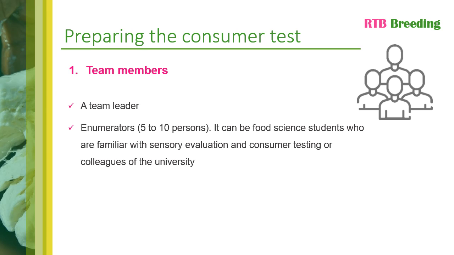You will then need a number of enumerators, 5 to 10 people, who may be students or colleagues, and who may also include the team leader. These people are really very important, as they will be responsible for welcoming the consumers, explaining the aim of the study, getting them to sign the consent forms, and explaining how the test will be run, the content of the questionnaire, and the definition of the sensory attributes. They will also have to take the samples to the consumers as the study progresses and thank them at the end.